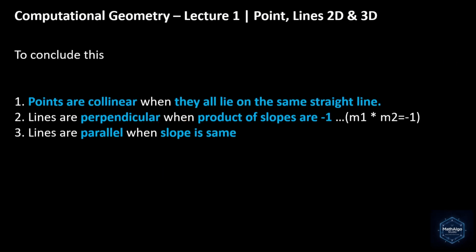To conclude this, let's summarize the key ideas we discussed. First, points are collinear when they all lie on the same straight line. Second, two lines are perpendicular when the product of their slopes is equal to -1, that is, m1 multiplied by m2 equals -1. Third, two lines are parallel when they have the same slope. These simple conditions are extremely important in computational geometry because they are used in line intersection tests, geometric validations, and many real-world applications such as CAD systems, computer graphics, and simulation software.